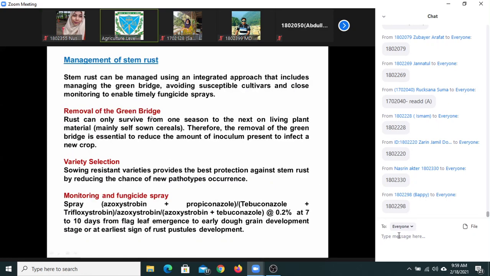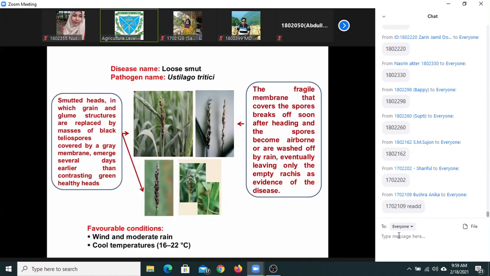So removal of green bridge, I mean the volunteer plants and other grasses, needs to be done. Use resistant or tolerant varieties, and monitoring and fungicide spray. As I mentioned earlier, this type of fungicides is effective, especially the conazole group, propiconazole, tebuconazole, trifloxystrobin, this type of fungicides is helpful to control rust disease.